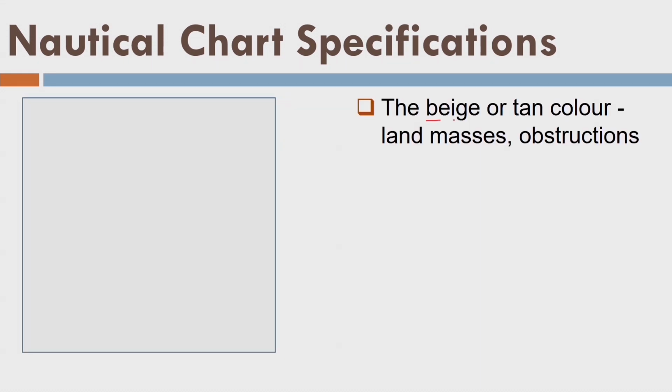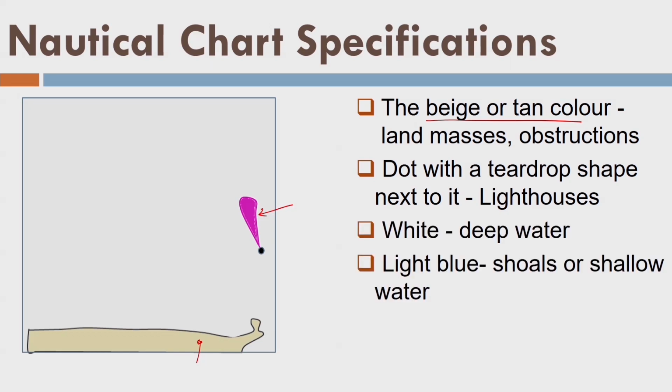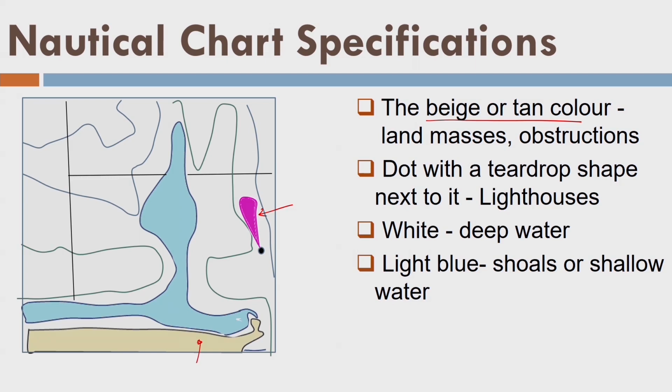The beach or tan color here indicates the land masses or obstructions. This is land mass, or it could be the shoreline or some kind of land surface. If we have a dot with a teardrop, it indicates lighthouses. So, this is the location of the lighthouse. Then we have white for deep water, and we have light blue for shoals or shallow water, like this. This is shoal, and the remaining white part is deep water.